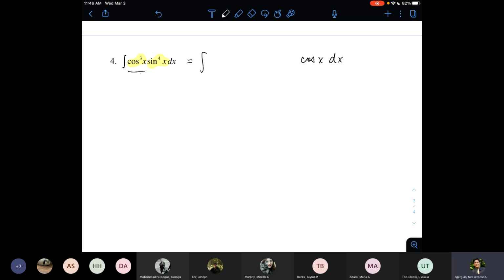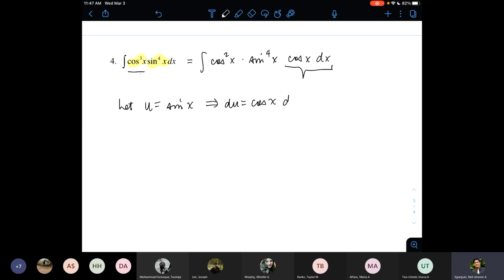So I'll put that aside. So instead of a cosine cube now, I'll have a cosine squared here times sine to the 4th x. All right. This is what I meant by reserving one factor from the odd power for the du, right? So having said that, I know here that I will let u be equal to sine x, because if I do that, then du will be equal to cosine x dx. So I can use the factor that I set aside earlier from the odd power.